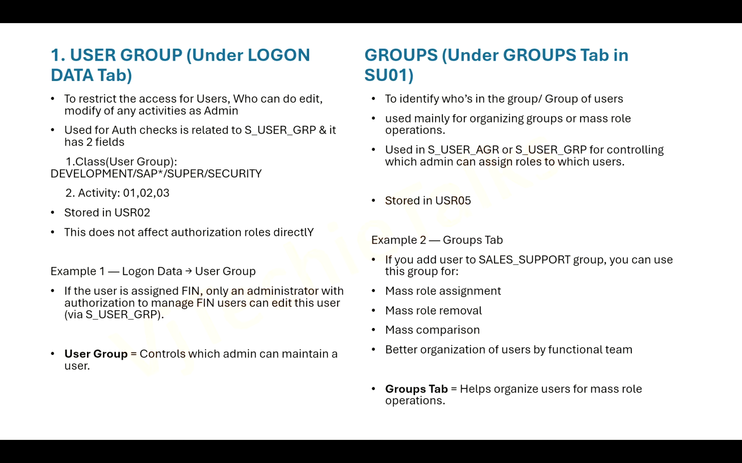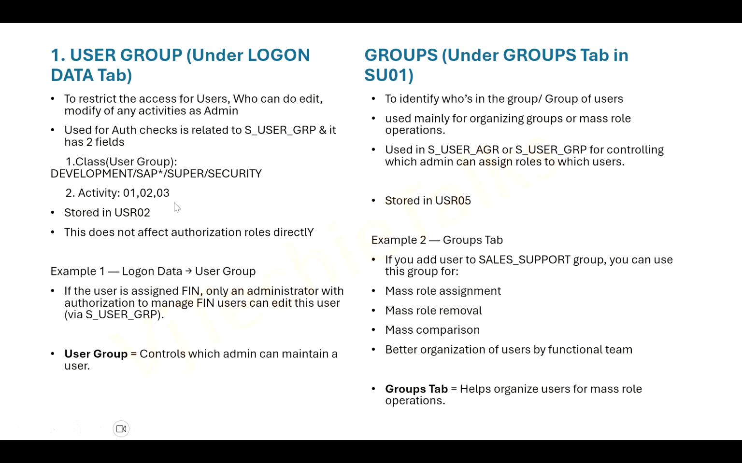And for the authorization check related to this, we have an authorization object called S_USER_GRP, right? It has two fields, one is group and the other is activity. So in the first field, the user group, what you maintain is, here either development or SAP star or super user or security. If you mention them, they can get those activities. So it's something like admin activity.